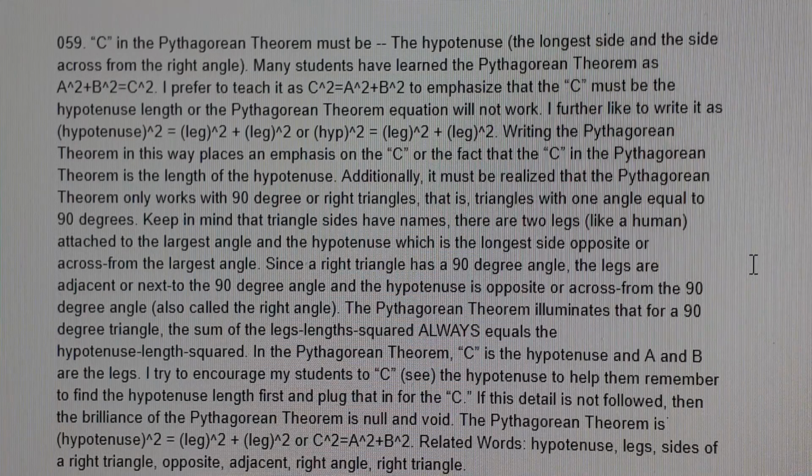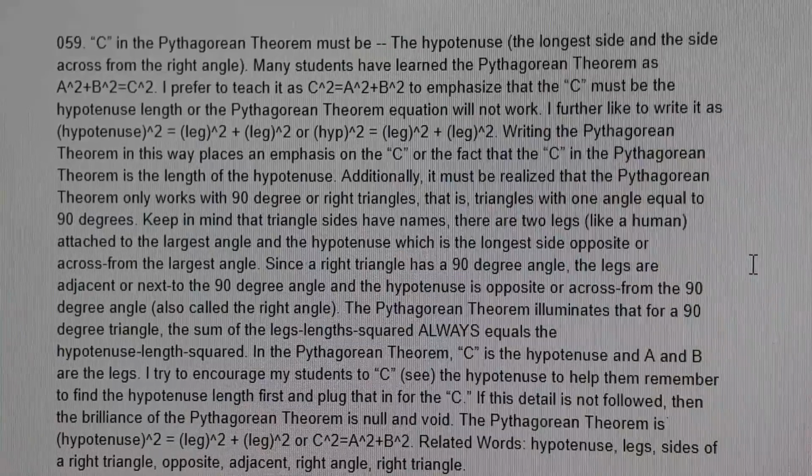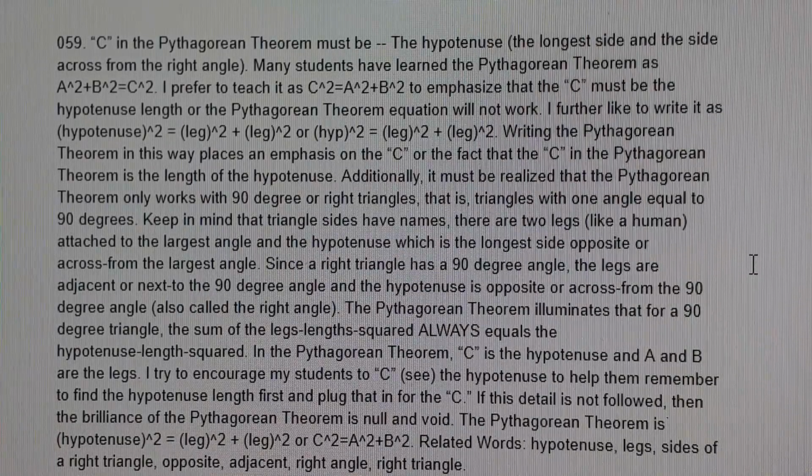The c in the Pythagorean theorem must be the hypotenuse (the longest side, and the side across from the right angle). Many students have learned the Pythagorean theorem as a squared plus b squared equals c squared. I prefer to teach it as c squared equals a squared plus b squared, to emphasize that the "c" must be the hypotenuse length, or the Pythagorean theorem equation will not work.